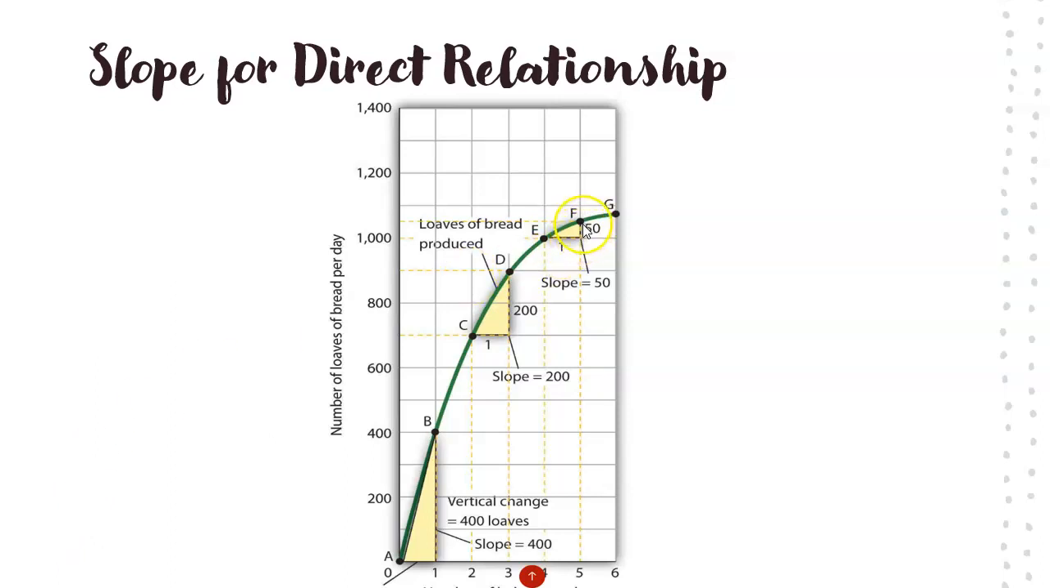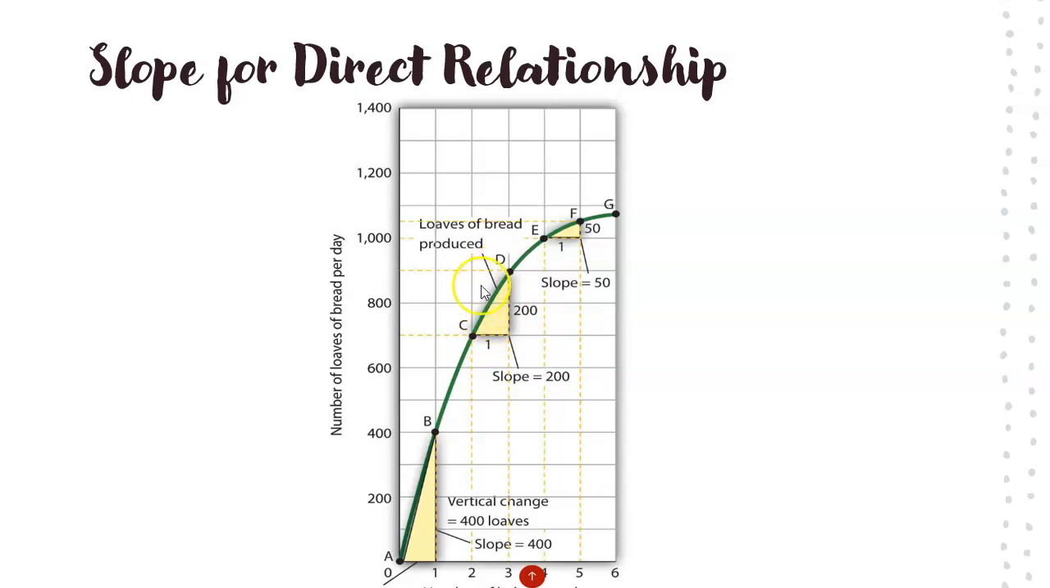So why does it say here going from E to F has a slope of 50? Because what is the change here on y from E to F? It's 50 loaves, from 1,000 to 1,050. What is the change down here on x? From 4 to 5, it's just 1. When you divide 50 by 1, you get a 50. Same thing here, right? So this is saying what's going on here when we go from C to D.